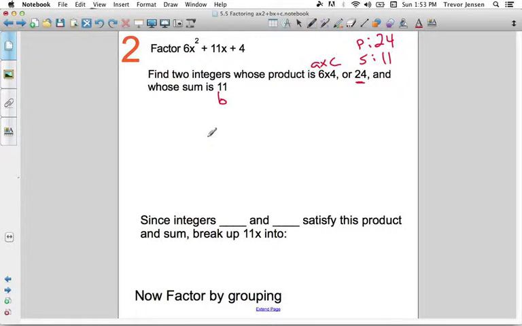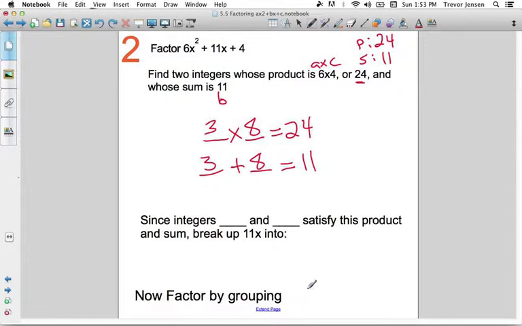So I need to find two numbers with a product of 24. What two numbers multiply to give 24, but yet also add to give 11? So what two numbers do this? Well, these two numbers are 3 and 8, because 3 times 8 is 24, yet 3 plus 8 is also 11. So since integers 3 and 8 satisfy this product and sum, break up 11x into 3x plus 8x, and then factor the quadratic by grouping.